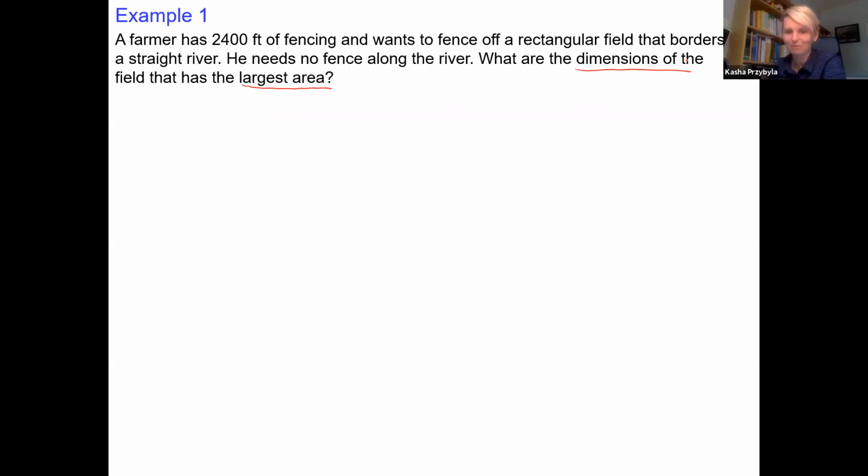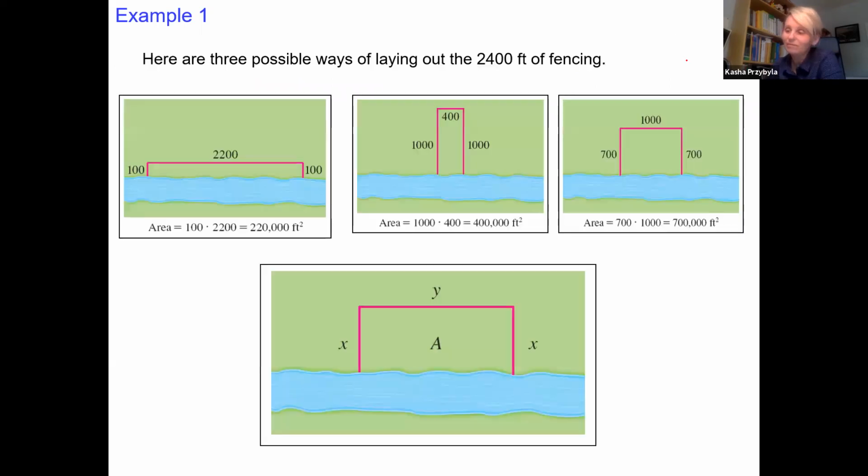You probably saw it's something like this. We do have a river, and then 2,400 feet only of fencing, no fencing along the river, and then we have to figure it out. Of course, we will not draw and try to compute the areas. No, we will use calculus. Maybe like this one: 100, 100, 2,200. But that's the area, that's even bigger. That's even bigger. Okay, that's what we will see.